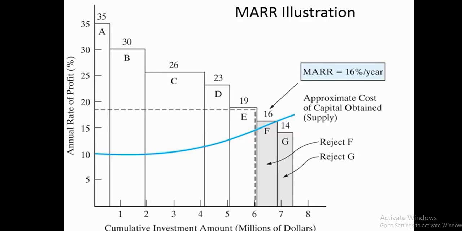For project B, it invests approximately $1.5 million, and it gets a return from that B project at a 30% interest rate. Similarly, for C project, D project, E project, F project, and G project, the company gets return at different interest rates: 26, 30, 23, 19, 16, 14, like that.